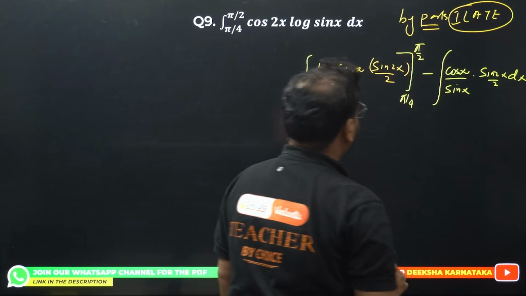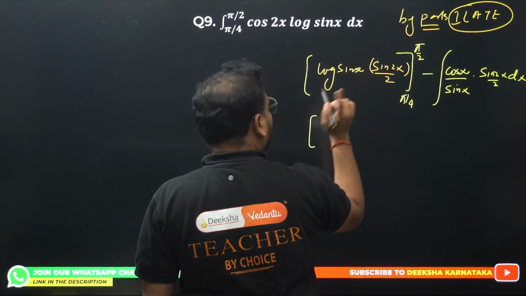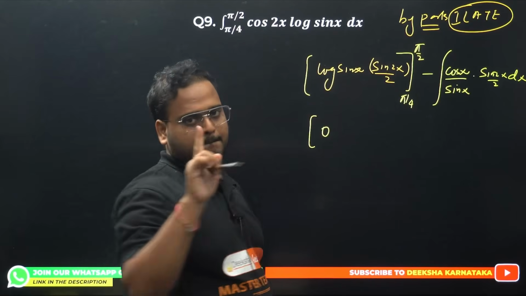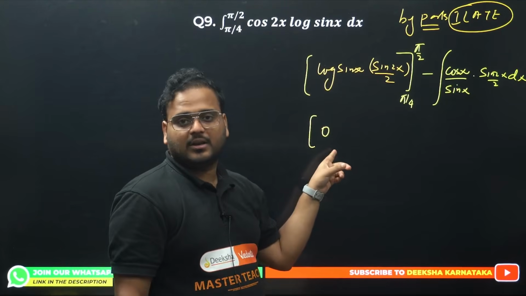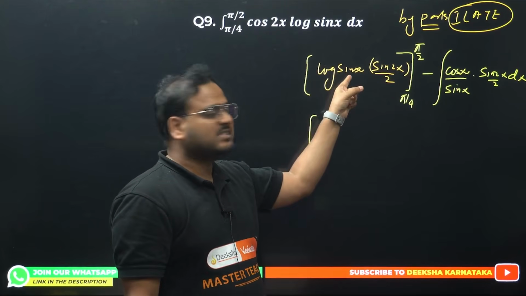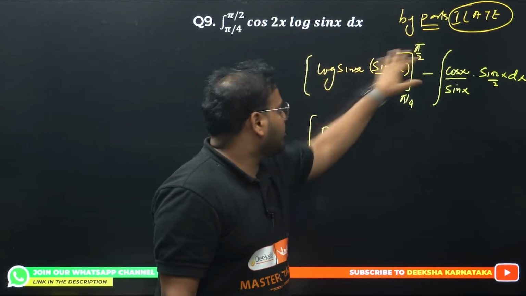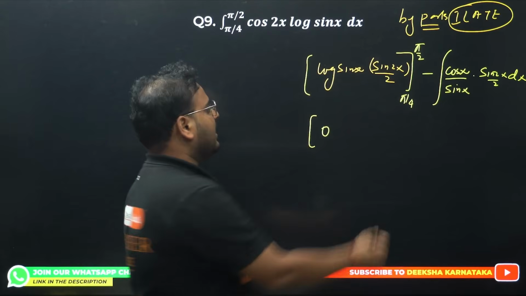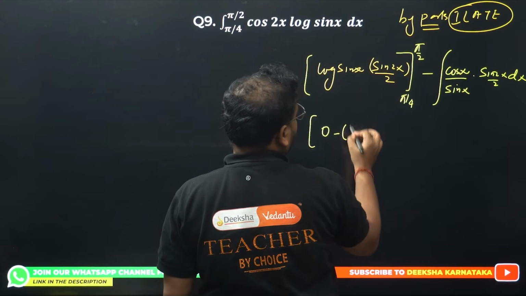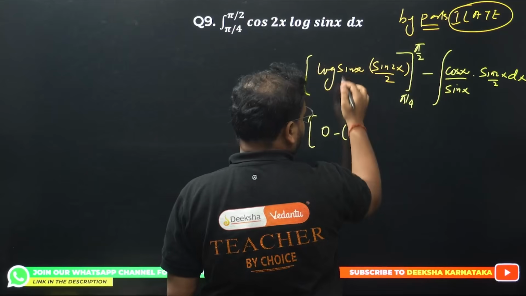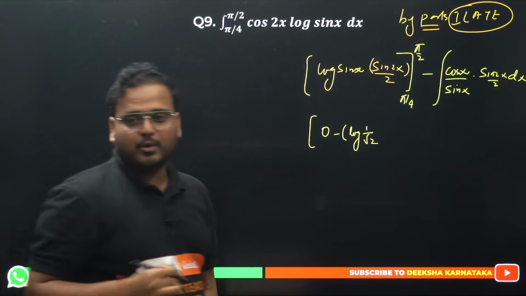Good enough. Apply this pi by 2. If you put here, sin pi by 2 will be 1. Log of 1 is 0. So for the upper limit, at pi by 2, this whole thing is 0. Let's look now at pi by 4. I'll have minus sign for the lower limit: log of sin pi by 4. How much is that? 1 by root 2. Am I correct?